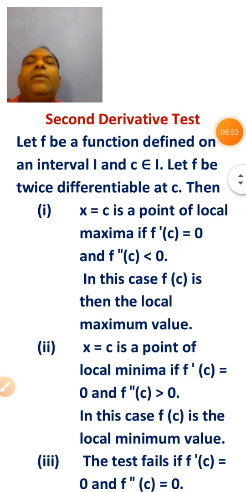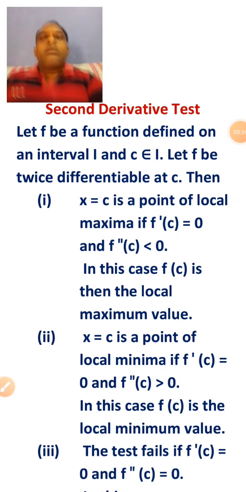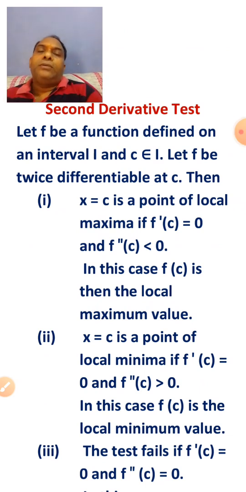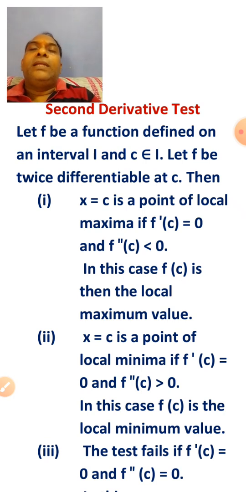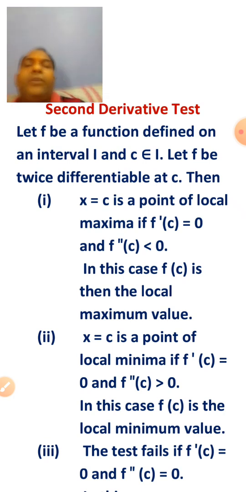So clear, students? Firstly you have to find f'(x), then put it equal to 0 and obtain the value of x. Clear? Then find f''(x) and put the obtained value of x in f''(x). If f''(x) is greater than 0, then the function will be minimum at that point, and putting the value of x in the function, you can find the minimum value. And if f''(x) is less than 0, meaning negative, then the function will be maximum at that point, and putting the value of x in the function, you get the maximum value of the function.